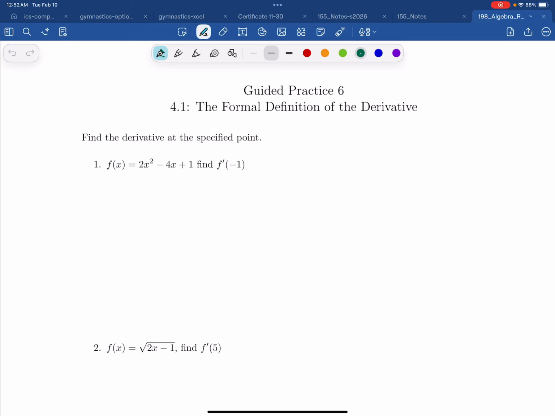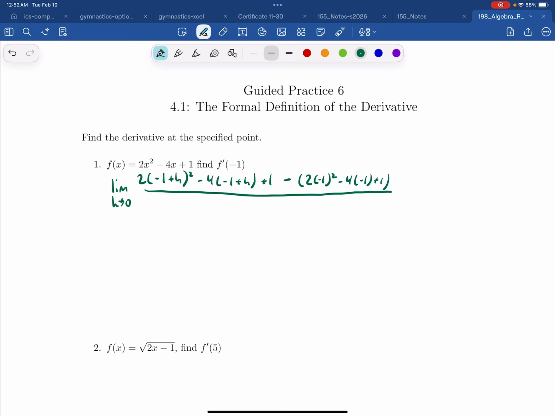Let's do some guided practice with the formal definition of the derivative. Remember, we're always using the limit definition of the derivative. So we've always got the limit as h approaches 0 of f of, in this case, negative 1 plus h minus f of negative 1. And that's just going to be 2 times negative 1 squared minus 4 times negative 1 plus 1. This is all divided by h.